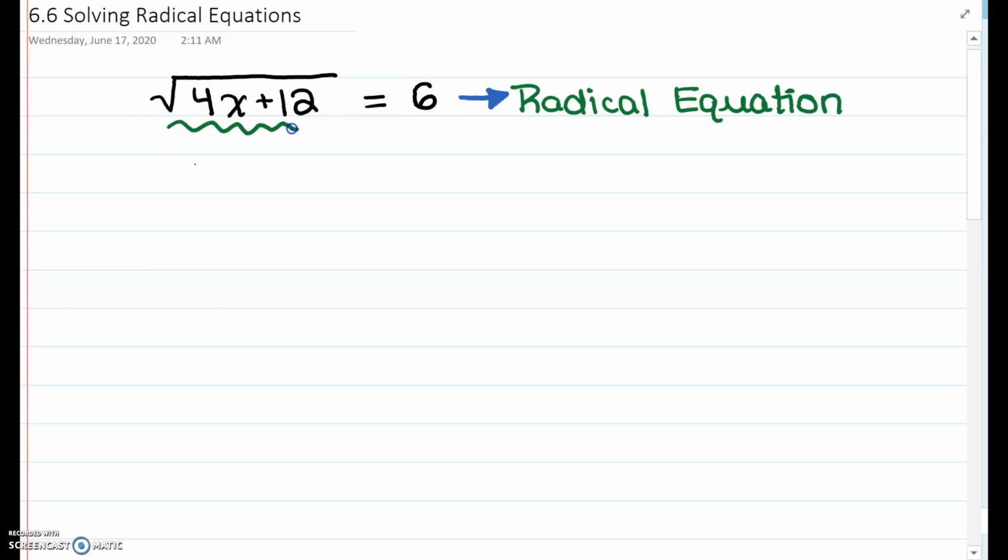This is an example of a radical equation. A radical equation is an equation that contains radicals, and within the radicands, there are variables. Remember that a radicand is the number under the radical symbol.